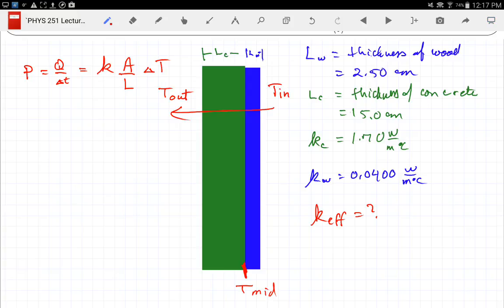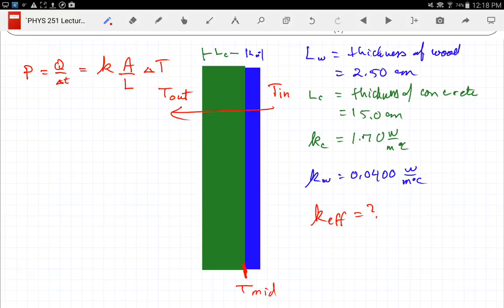Now the question is, how do I find the effective K? Well, what can you tell me about the rate that heat is flowing out of the inside of the house compared to the rate at which heat is flowing to the outside of the house? The rate that's leaving the inside compared to the rate it's entering the outside. It should depend on the thickness of the material, though, so I should take that into account. They're the same. The rate that it's going in compared to the rate that's coming out has to be the same.